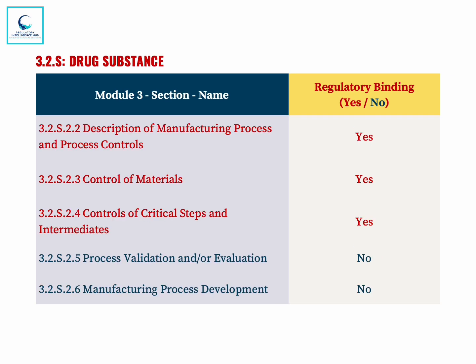Drug substance manufacturing. The manufacturing process and the associated controls represent core established conditions. Binding elements include the manufacturing process description, control of materials, control of critical steps, and intermediate controls. In contrast, the process validation report and the process development history are generally supportive information. These documents justify the process but do not themselves define the approved state.